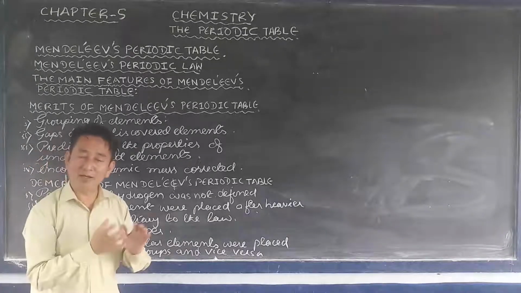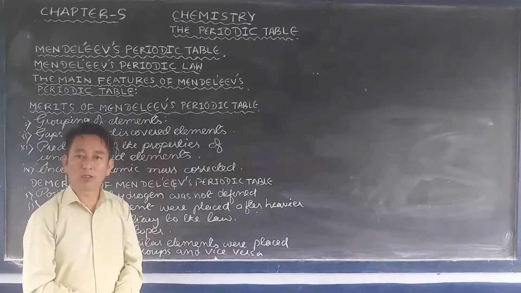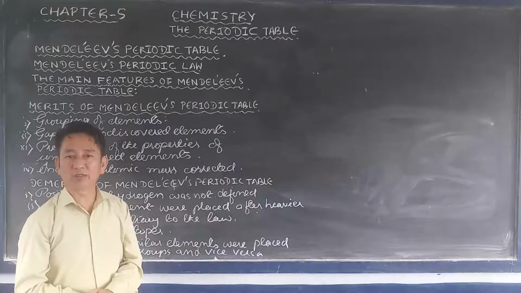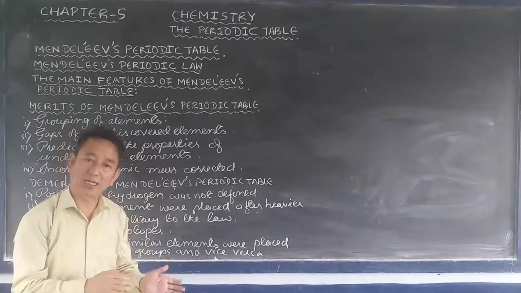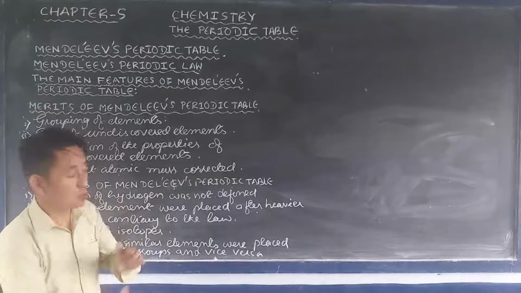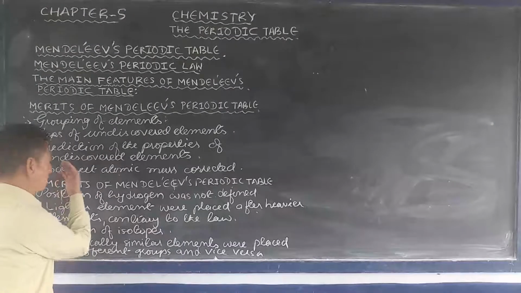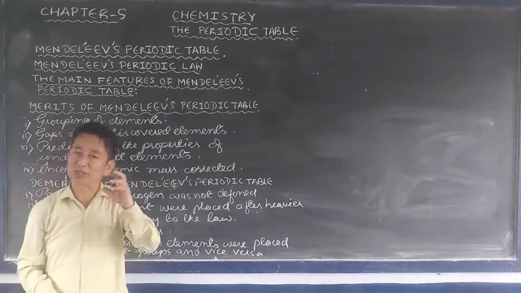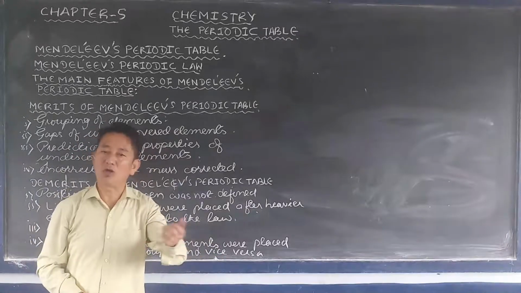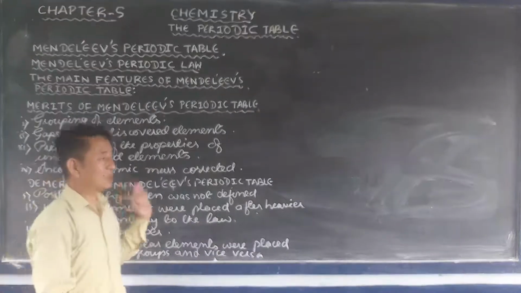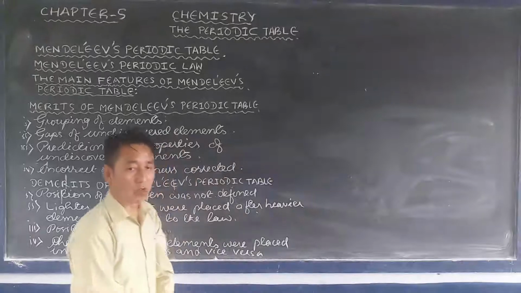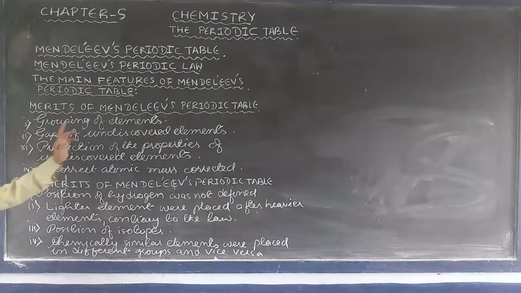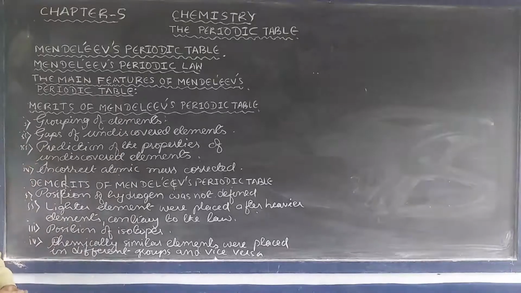So here, the elements of the same period show gradual change in properties, like from metallic to non-metallic. As you move from left to right in the periodic table, elements change from metallic to non-metallic, or from electropositive to electronegative.